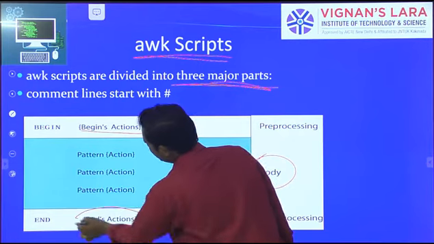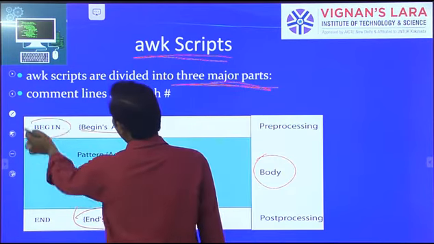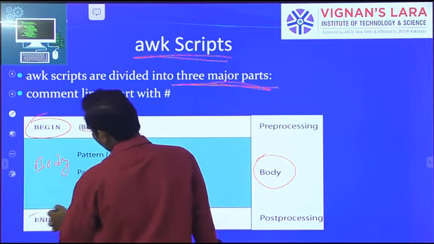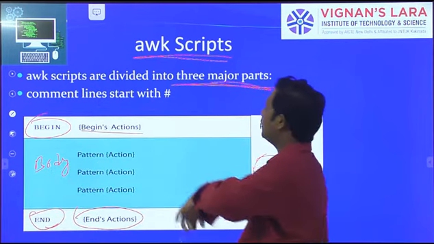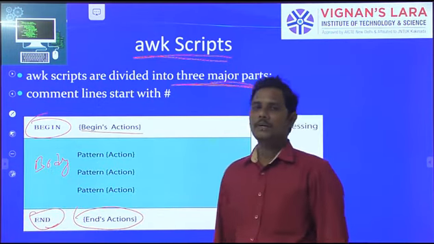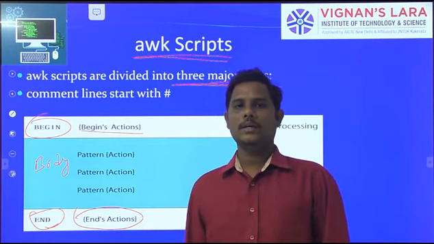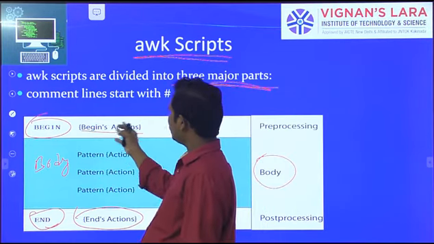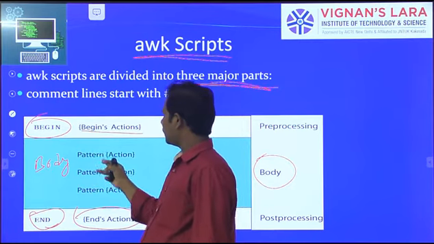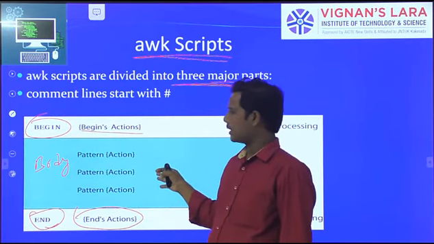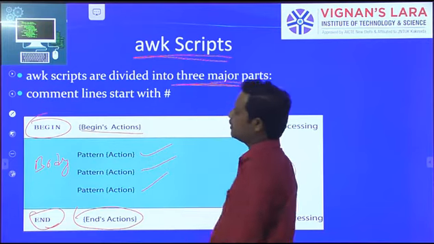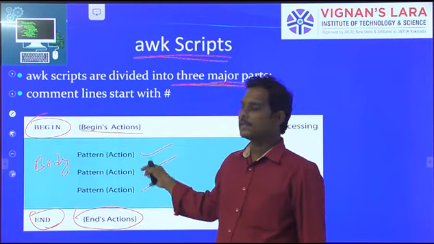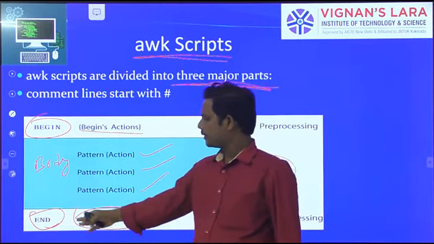the ending action. You can see here the begin statement, the body of the statement, and the end statement. These are the three main patterns we use to execute each and every AWK program. At the beginning of the program, we write the beginning action. After that, in the body, we write more pattern actions: pattern 1, pattern 2, pattern 3, multiple patterns, meaning executable statements. After that, the end of the action.